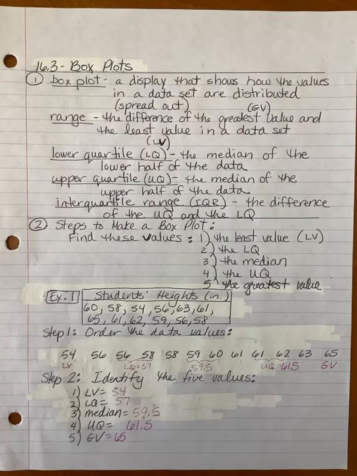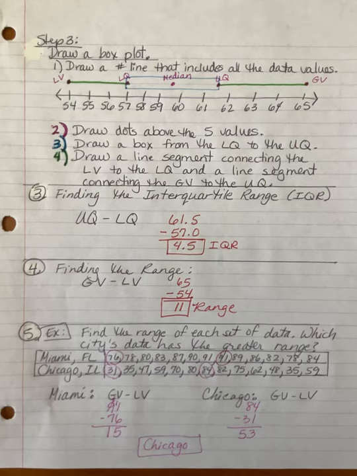When you're done, this is what it should look like. Box 1 has the definitions. Box 2 tells the steps, the things you need to find, and we did an example together where we found those values. On the other side, or wherever you could fit it, you had step 3 where we drew a box plot. This shows you a little bit neater how it looks, so you can use this if my other example was messy. And then finding the interquartile range and the range, and our example between Miami and Chicago.